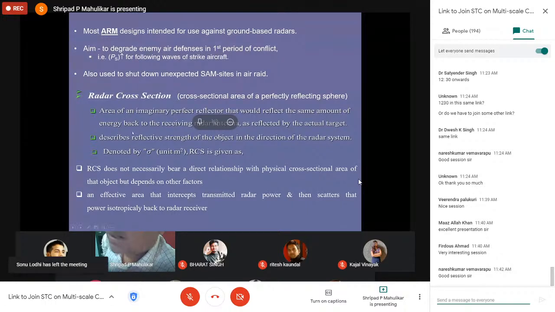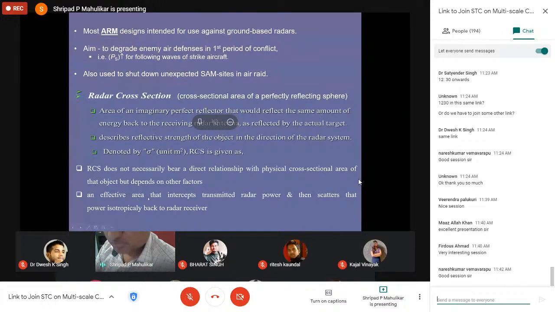So RCS describes the reflective strength of the object, the target, in the direction of the radar system, usually denoted by sigma, with SI units meter squared. Now, just a few disclaimers. The RCS does not necessarily have a direct relationship with the actual physical cross-sectional area of the object, but depends on several other factors.